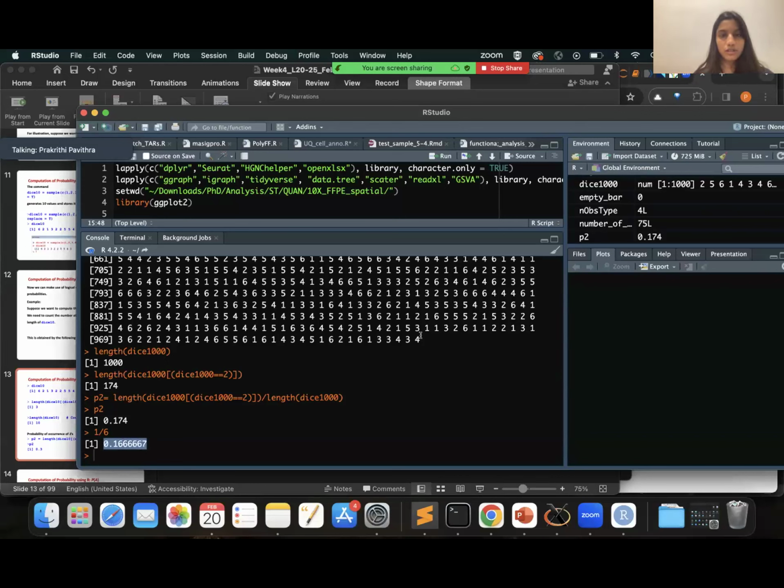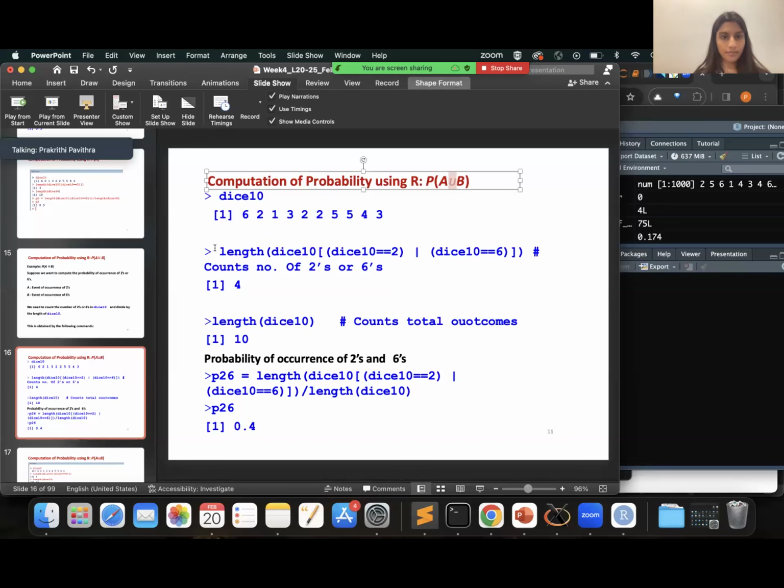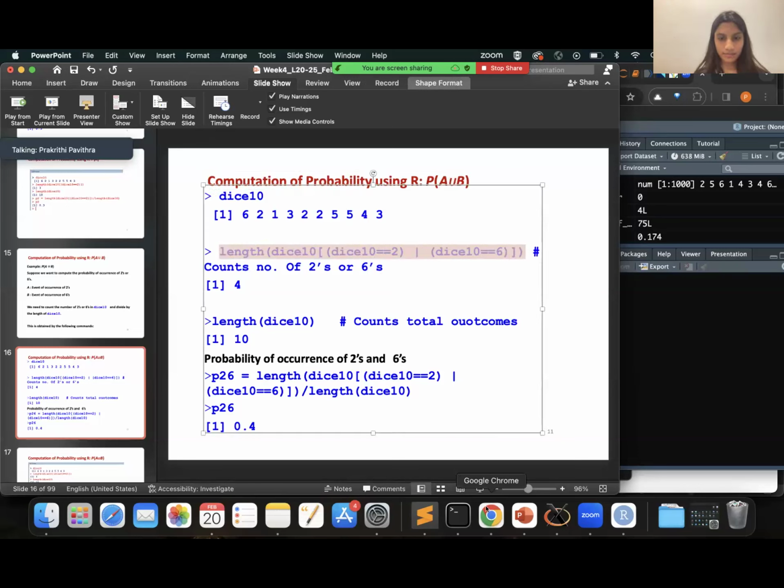Now let's say you want to compute the probability of A union B. Let's say you want to calculate the number of occurrences of 2 or 6. A union B is OR, so you have to use the logical operator OR. Let's first compute the length of A union B.